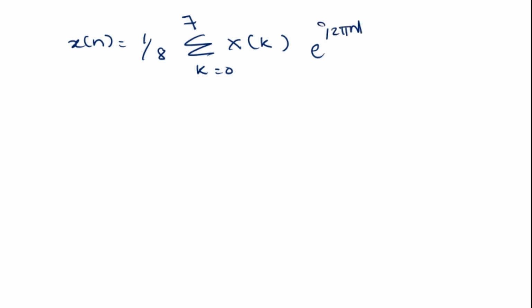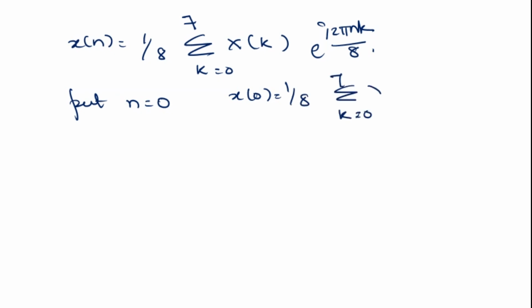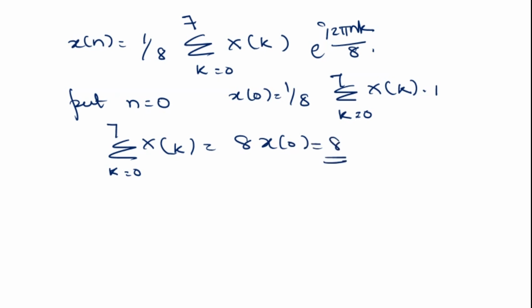X of n is equal to 1 by 8 summation k is equal to 0 to 7 x of k into e power j 2 pi n k by 8. Then put n is equal to 0. X of 0 is equal to 1 by 8 summation k is equal to 0 to 7 x of k into 1, or summation k is equal to 0 to 7 x of k is equal to 8 into x of 0, which is equal to 8.